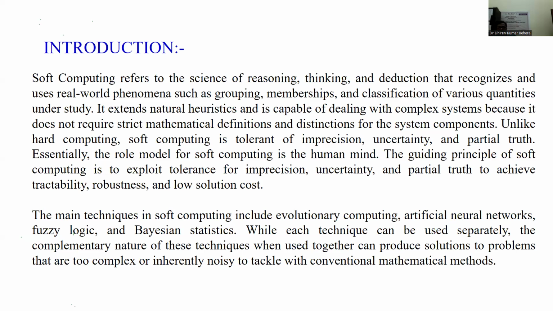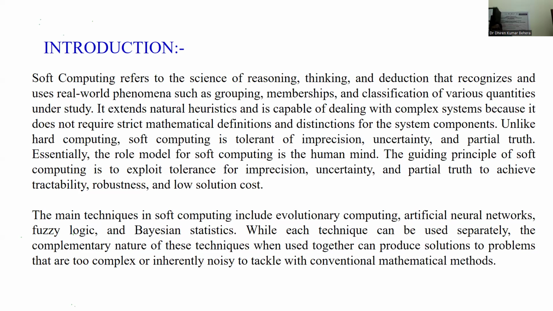How and where it is used. Soft computing refers to the science of reasoning, thinking, and deduction that recognizes and uses real-world phenomena such as grouping, memberships, and classification of various quantities under study. It extends natural heuristics and is capable of dealing with complex systems because it does not require strict mathematical definitions and distinctions for the system components.